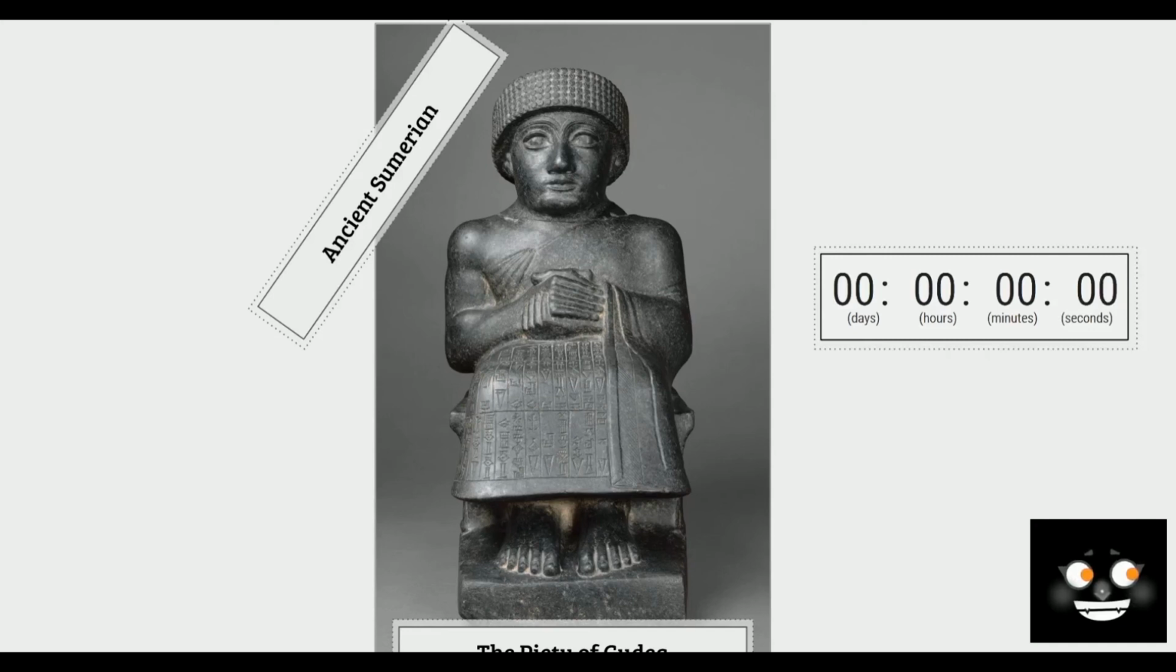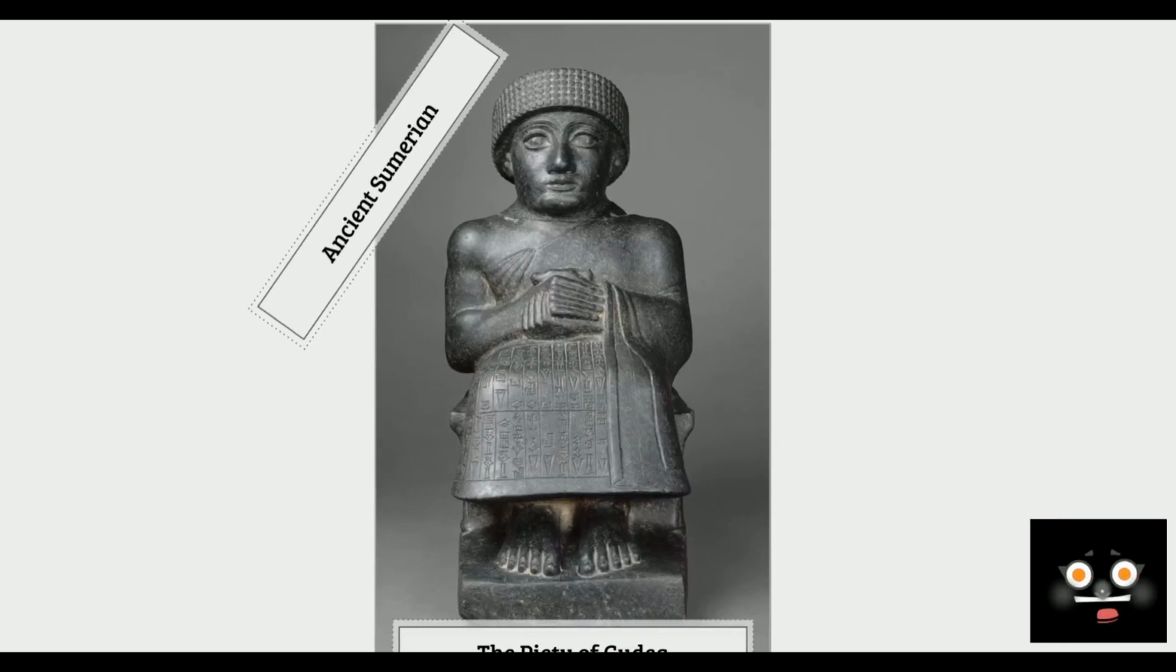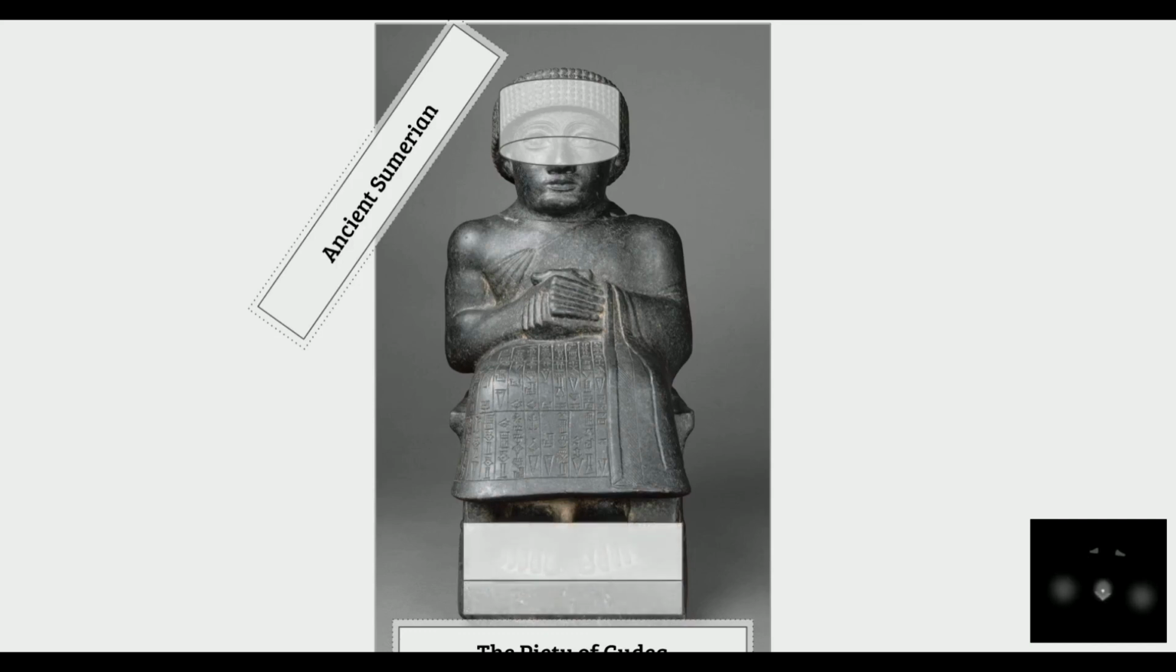And that's time. This is an ancient Sumerian depiction of Gudea, who was a very pious and loving ruler of Sumeria. And as you can see, there's a cylinder, as is the little head cap thing. And there's also a rectangular prism as the base of the statue.